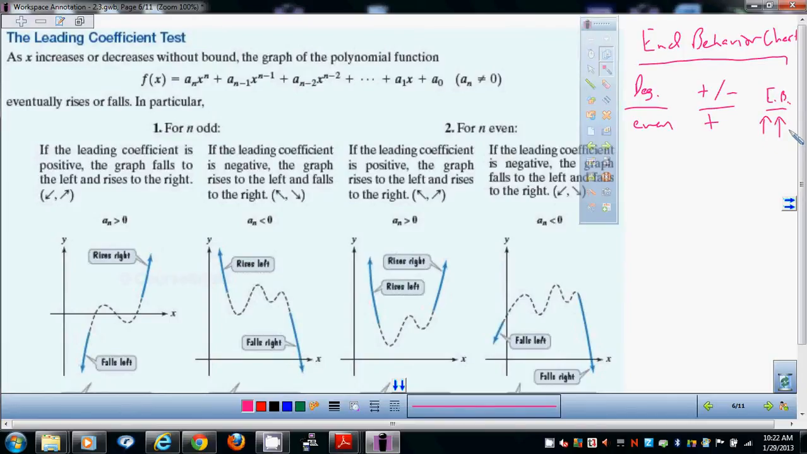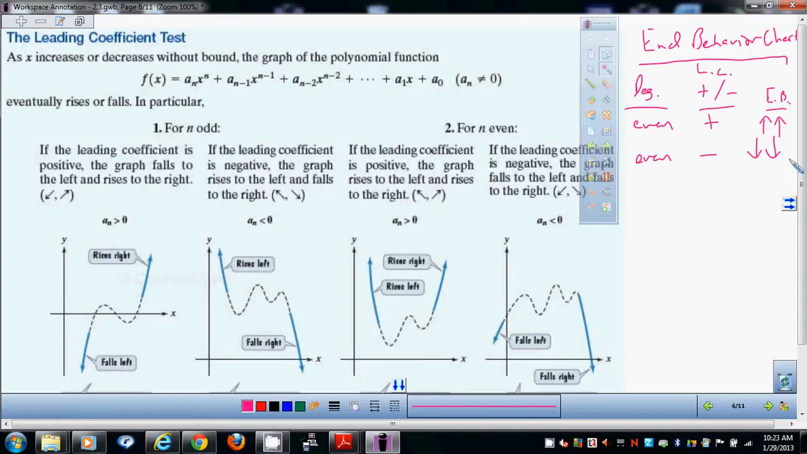EB, end behavior. Running just a little low on space on this particular slide. What about negative x squared? What's that going to look like? Very good, Ryan. Negative x squared is an example of an even degree with a negative leading coefficient. I guess I should put leading coefficient, positive or negative right there. And that's going to be down, down, which means eventually on the left and right side, they're both going to be going downward.